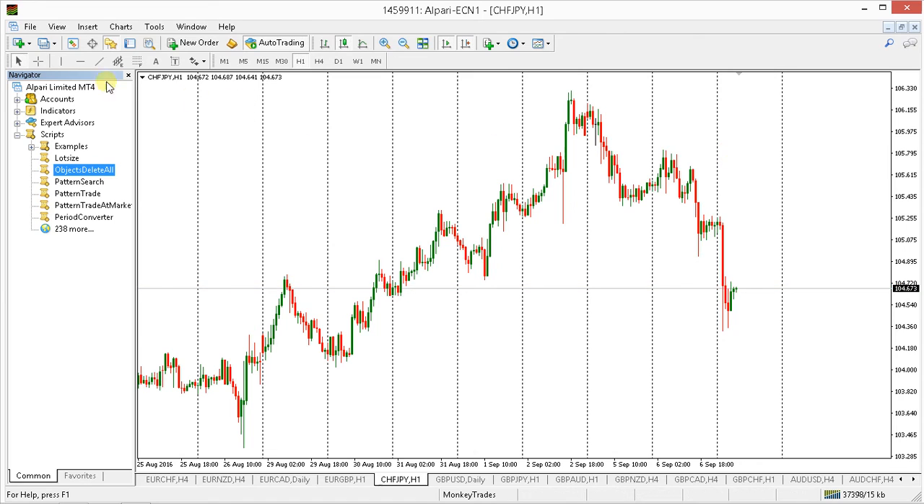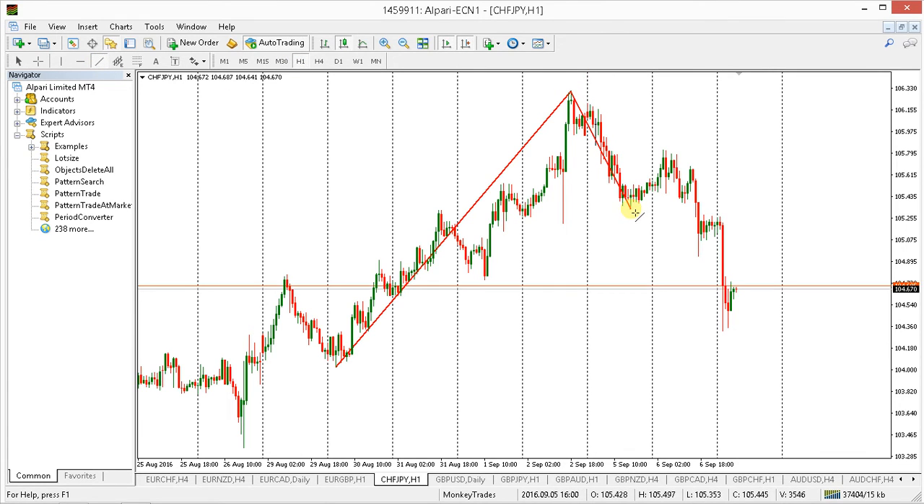Okay, so let's do it differently. XA, BC. Before running the pattern search, you need to clean your chart. That's why you need to use the objects delete all script, or you should write a code objects delete all. It only has one function. The function is called objects delete all. You call it, and that's it. Your programming is done.